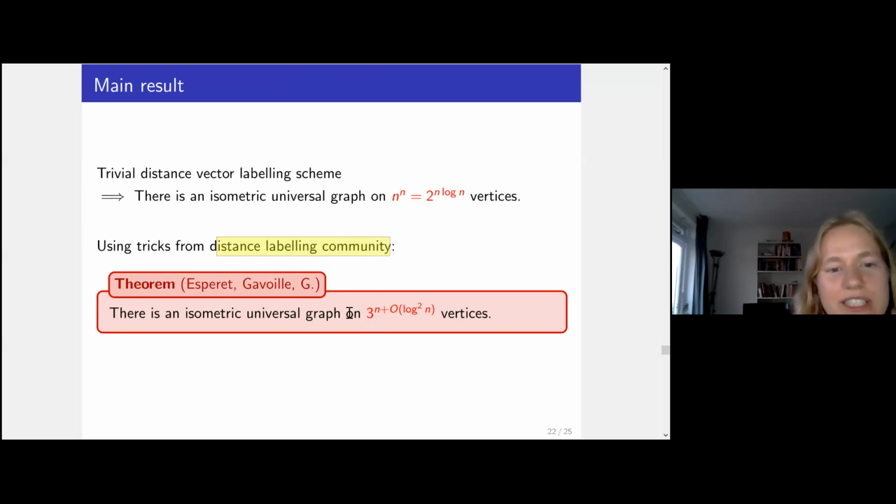So our main result says that there is an isometric universal graph on 3 to the n plus order log squared n vertices. So this is probably not optimal. You can probably do better than that, but this is our best result.